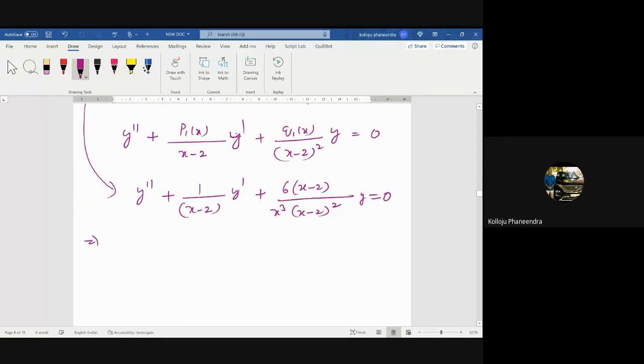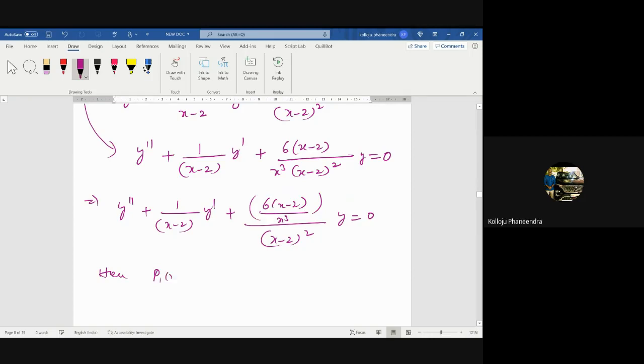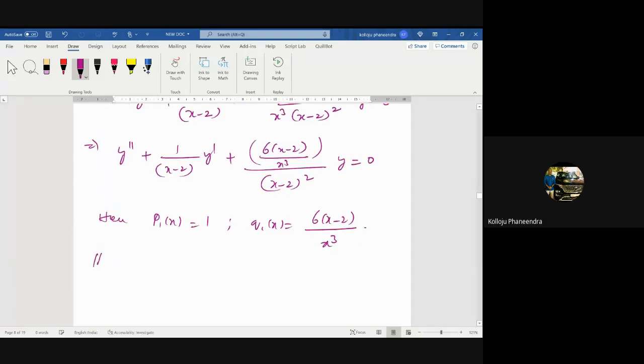So this implies y double dash plus 1 by (x minus 2) y dash plus, I will write it like this: 6 into (x minus 2) by x cube, with x cube in the denominator, into y equal to 0. Here P1(x) is 1. What is Q1(x)? 6 into (x minus 2) by x cube. These two functions have Taylor series expansion about x equal to 2.